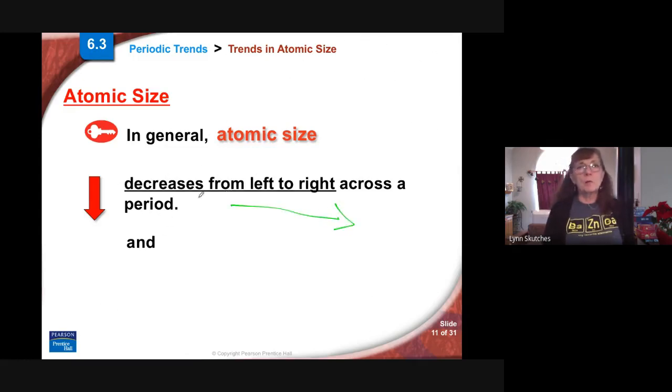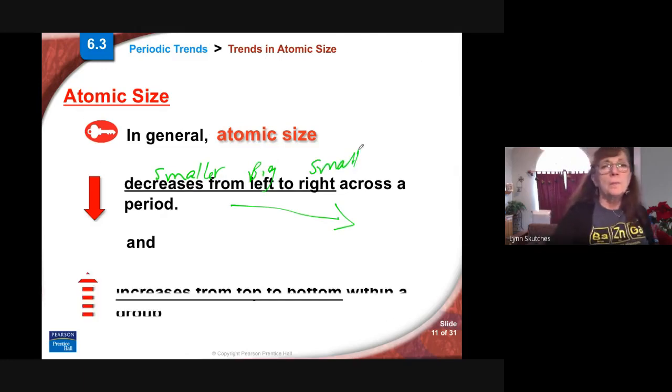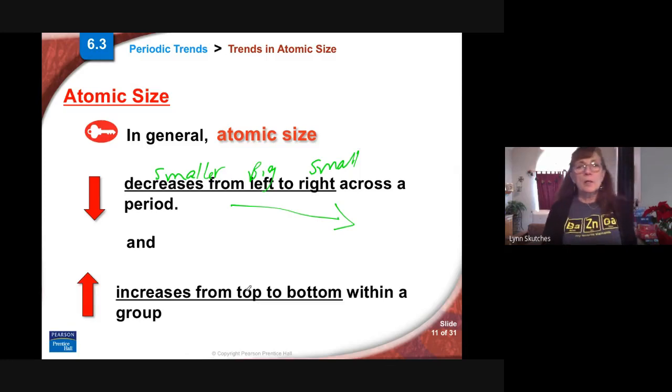All right, in general, atomic size decreases as you go left to right across a period. Gets smaller. Big on the left, small on the right. And in general, as you go top to bottom, you get small at the top, bigger at the bottom. This one's pretty solid. I don't think there's any exceptions on that. Okay. So that is a periodic trend in atomic size.